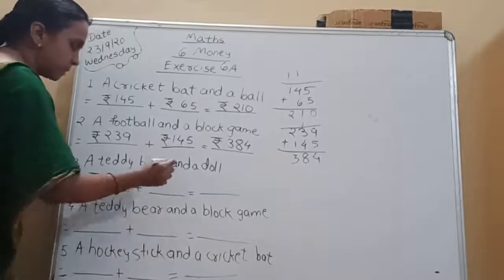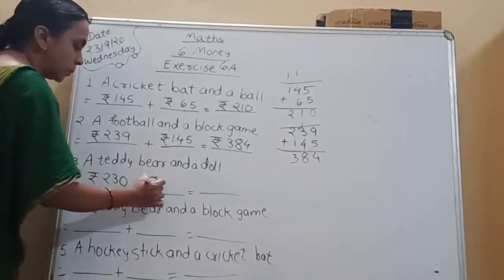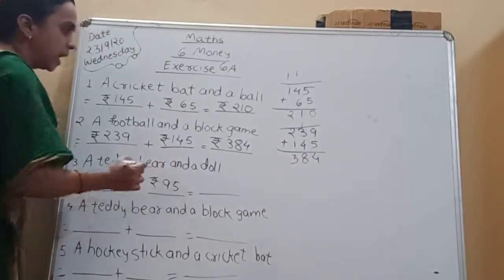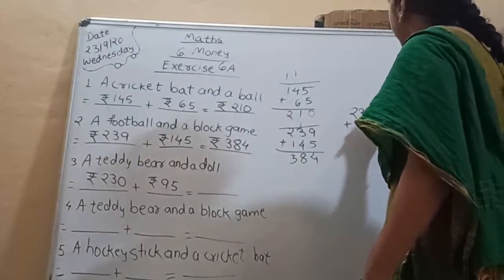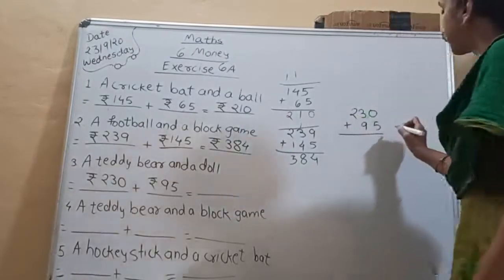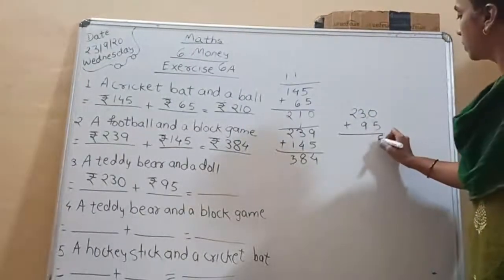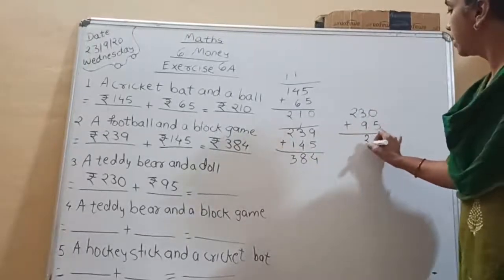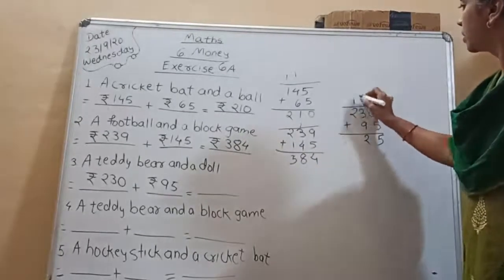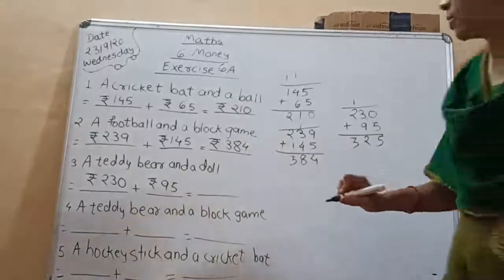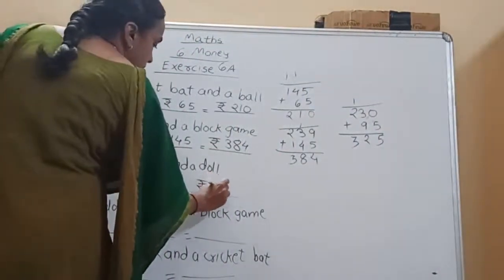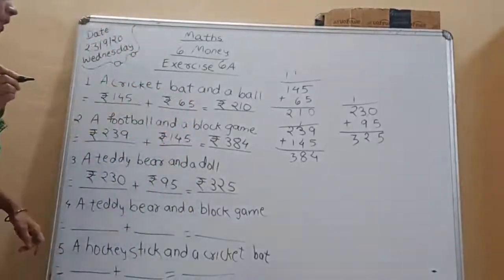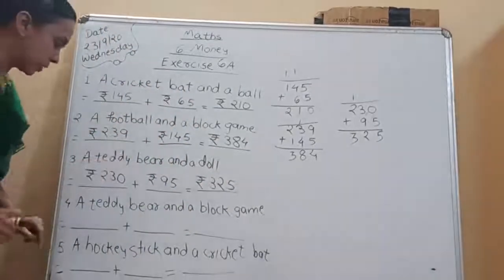230 plus price of a doll, rupees 95. So you write down 230 plus 95. 5 plus 0, 5. 9 plus 3, 12. Carry 1. 2 plus 1, 3. What is the answer? Rupees 325. So in this way you have to write the answer.